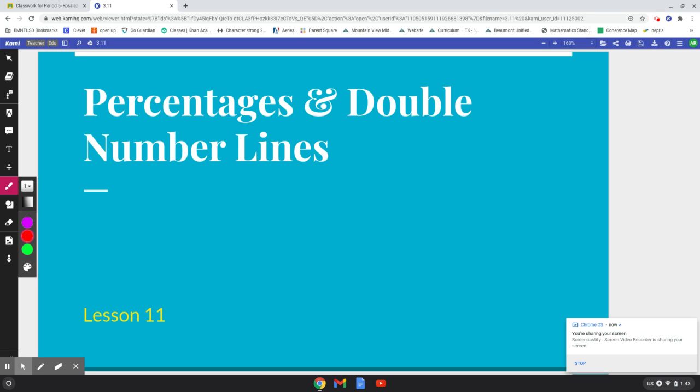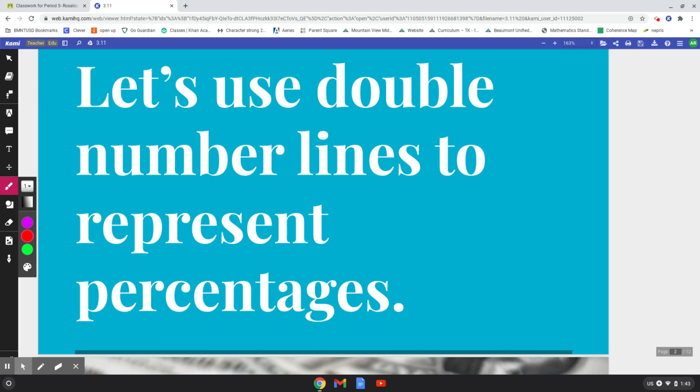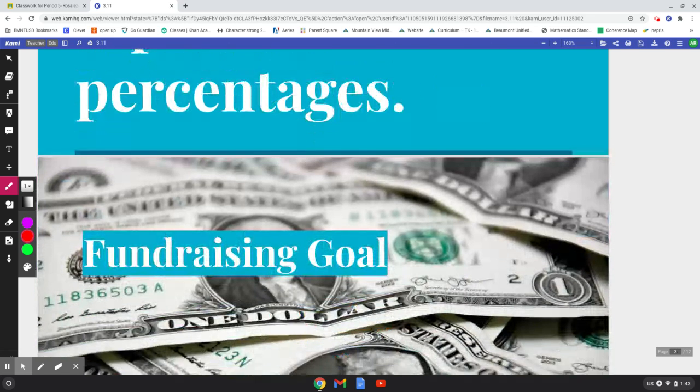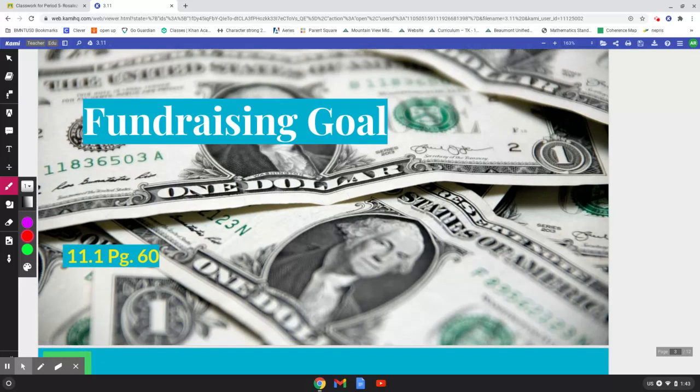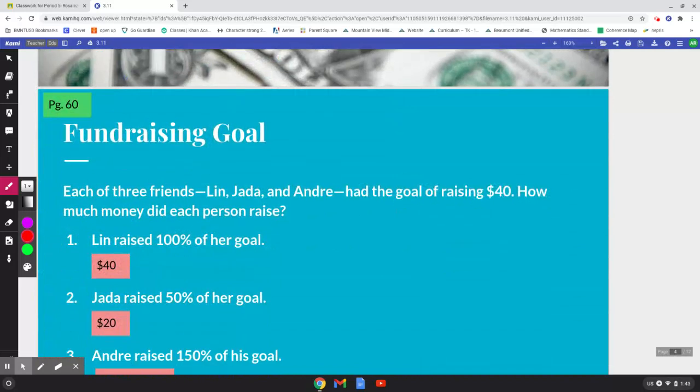So today we'll be doing percentages, but this time we'll be doing them with double number lines, which is helpful when we're trying to find percentages of things. Let's use double number lines to represent percentages. So the first section is about a fundraising goal on page 60.